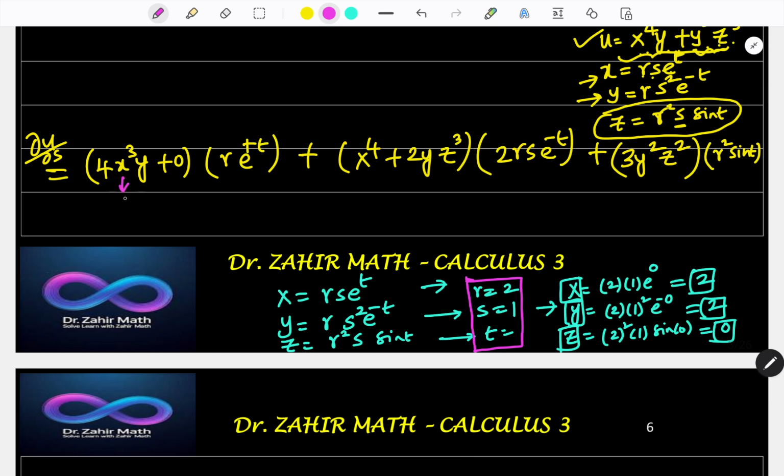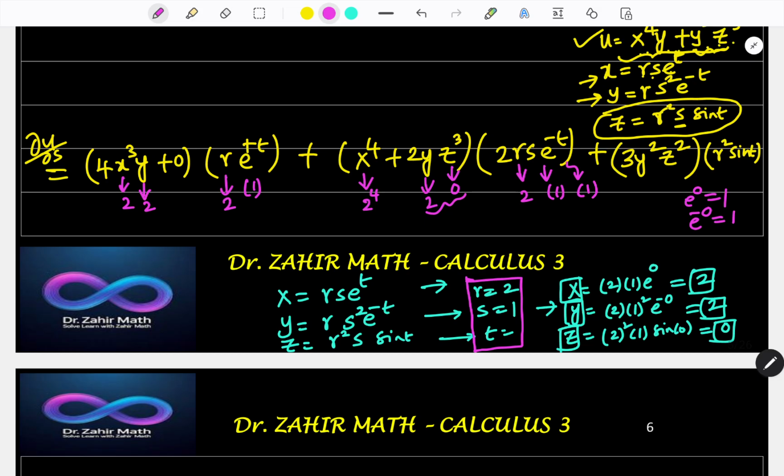So x is equal to what? 2. y is equal to what? 2. And r is equal to what? 2. t is equal to what? 1. So e^0 is 1. And x is equal to what? 2^4. y is equal to what? 2. And z is what? 0. So the whole thing will be 0. So 2 times r is 2, s is 1, and e^(-0) is also 1. e^0 is 1, e^(-0) is also 1.